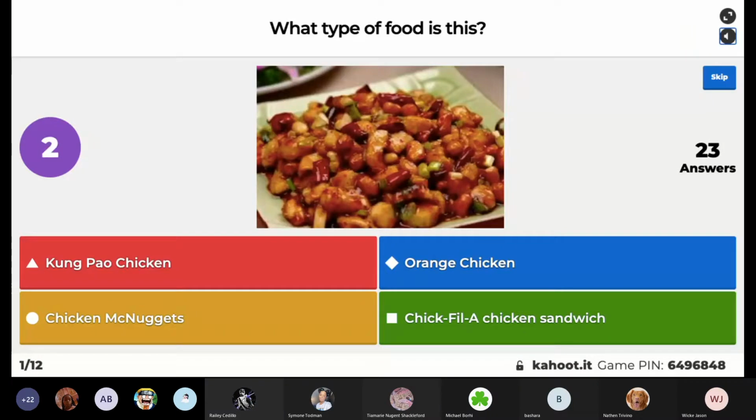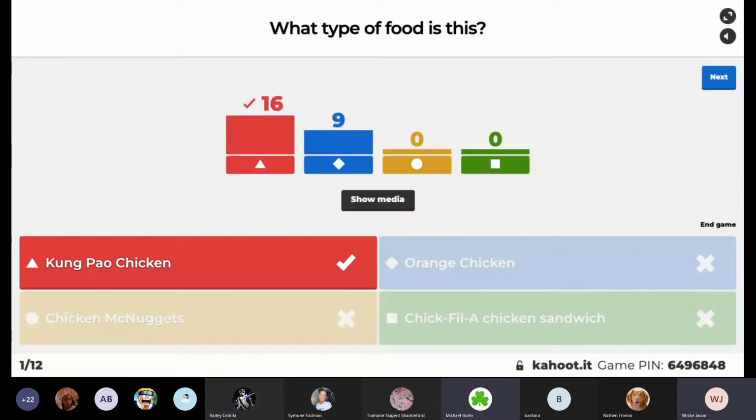3 seconds left. It's Kung Pao chicken. It is Kung Pao chicken. And it is all kinds of delicious. All right, it was not orange chicken. I can see why some people put that.